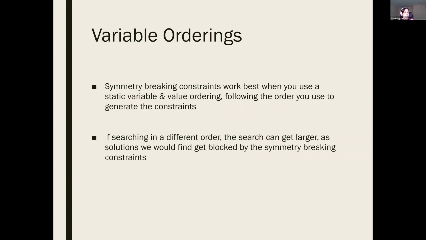If you do that, adding Lex-Leader constraints will never make your search bigger. If you don't do that, then you can very well end up with much bigger searches. It's unfortunate. Often you have to choose a trade-off. Do I use the dynamic variable orderings? Because usually they're much better, but they are going to make the search bigger. This is one of the things which SBD, the dynamic symmetry breaking methods, get much better.